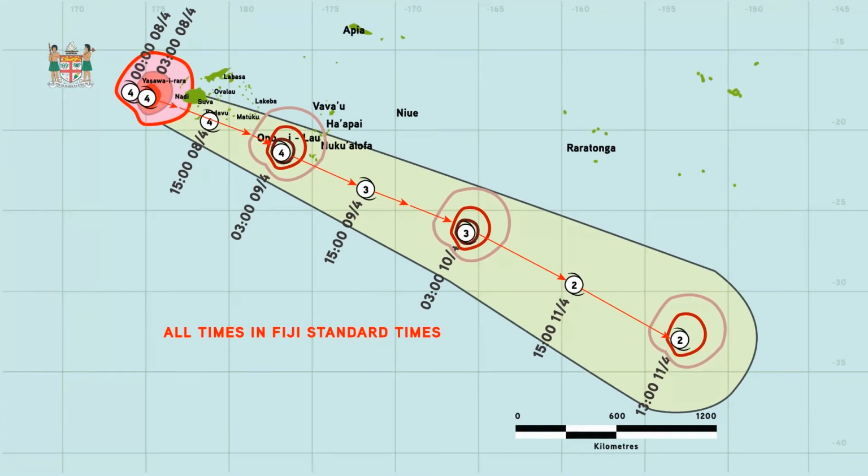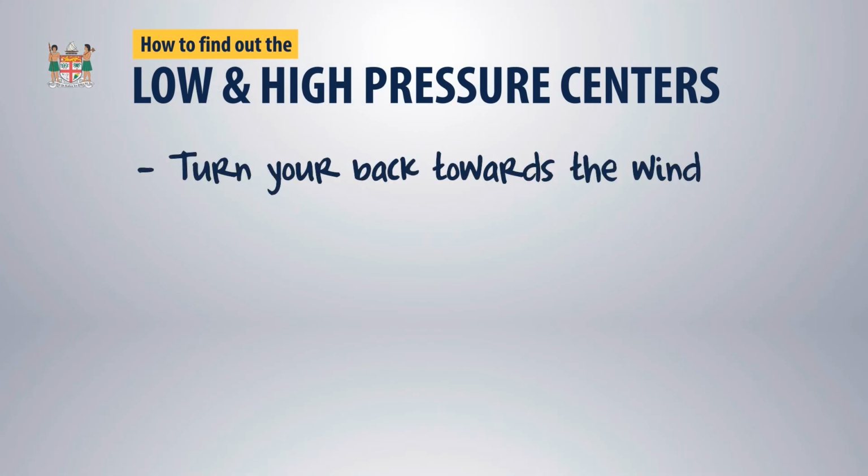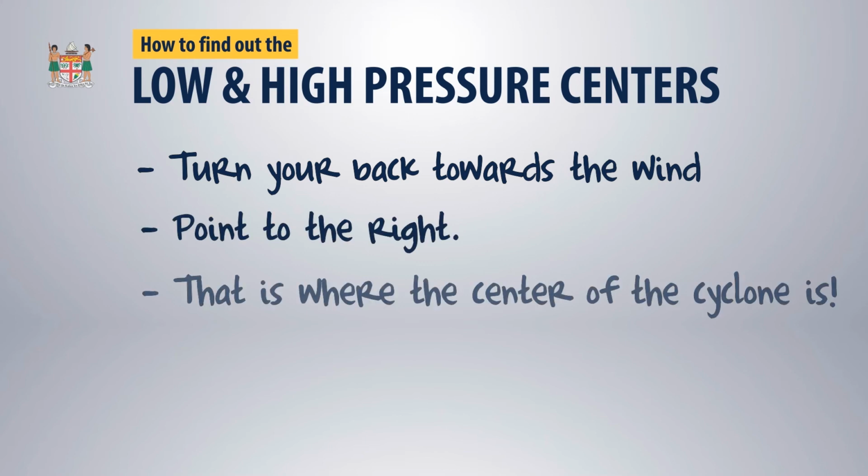If you want to know where the low pressure and high pressure is located, turn your back towards the wind. Then point to the right. That is where the center of the cyclone is.